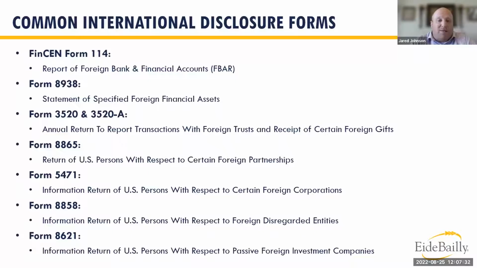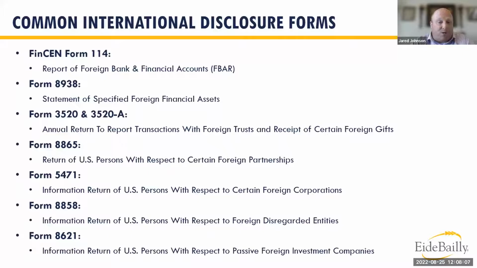Form 8865 is a form for foreign partnerships. So if you have ownership in a foreign partnership, you may have this filing obligation to report. And similar to a domestic partnership that produces K-1 statements, this foreign partnership could create something similar to a K-1 that has flow-through aspects to your US tax returns.